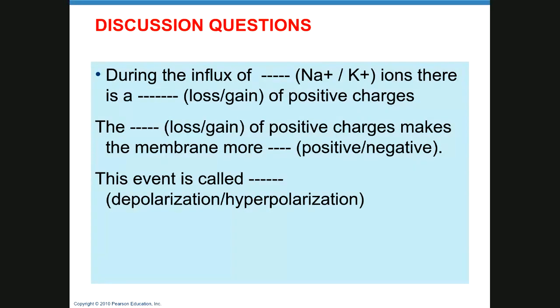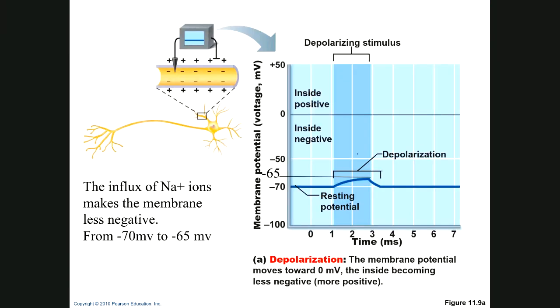So during the influx of sodium ions, there is a gain of positive charges. The gain of positive charges makes the membrane more positive. This event is called depolarization. So here's depolarization of the membrane. The membrane is at rest. Sodium ions enter the cell and the membrane becomes more positive or less negative, and that's depolarization.